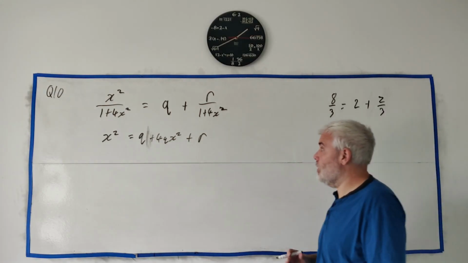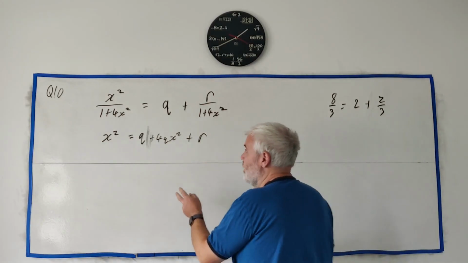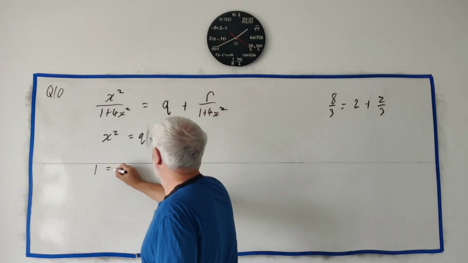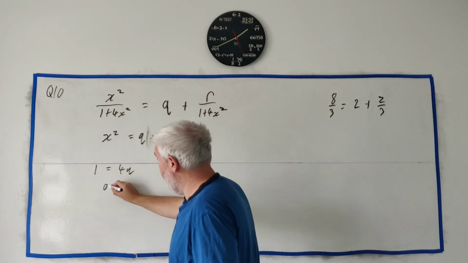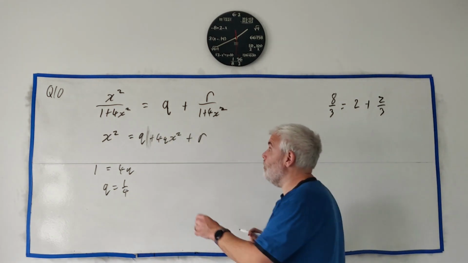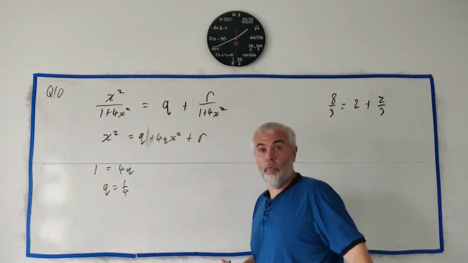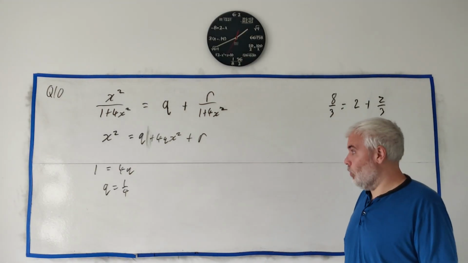Just equate like terms. The x squareds must equal the x squareds. So that means the 1 in front of this must equal the 4q in front of that. Rearrange that, it must mean q is equal to 1 over 4. That's the quotient. That's how many times this goes into this. 1/4 times. The second way I'm going to do it will show you that a bit more clearly as well.